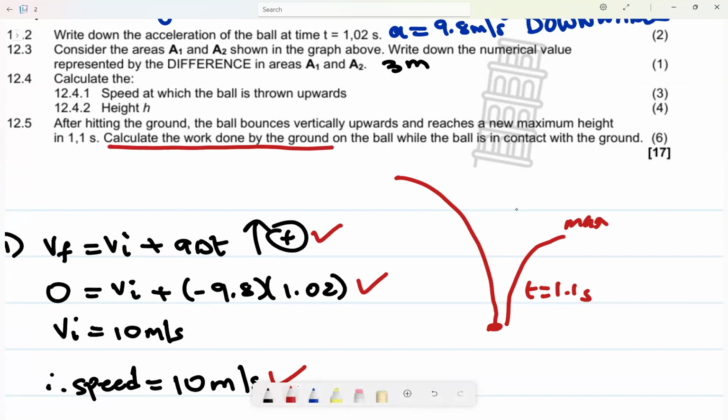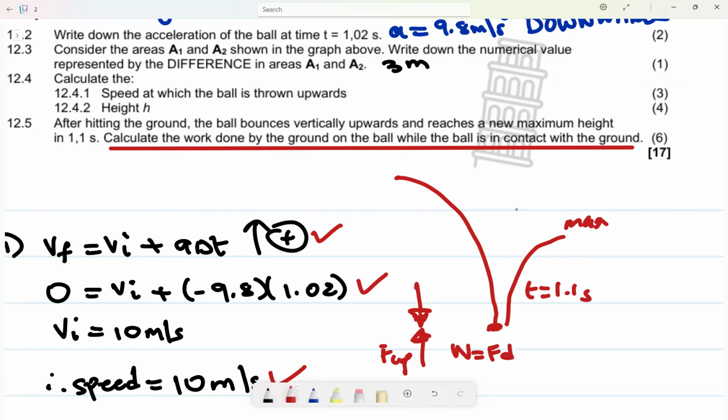So they say calculate the work done by the ground on the ball while the ball is in contact with the ground. The ground will do positive work on the ball. Remember, when it reaches here, the ground will push the ball back upwards. Newton's third law. The ball acts with the gravitational force downwards, but the upward force that the earth exerts on the ball, which is the normal force, will be opposite.